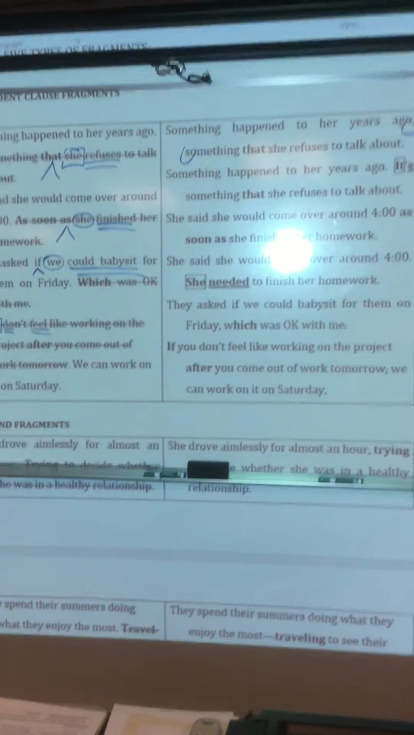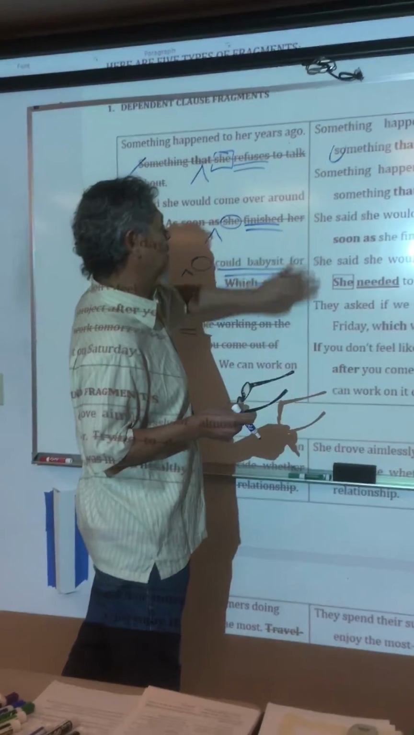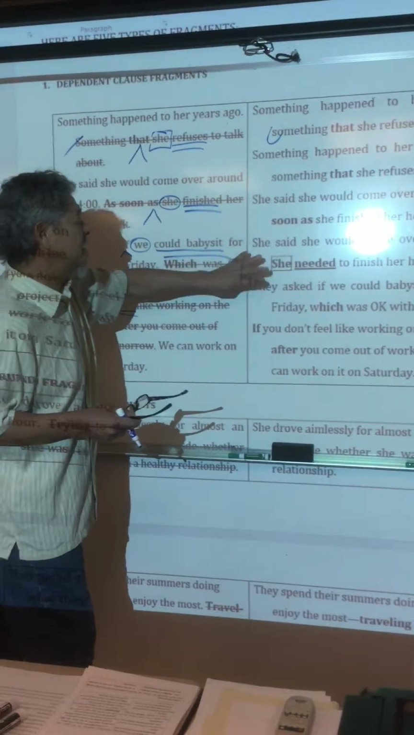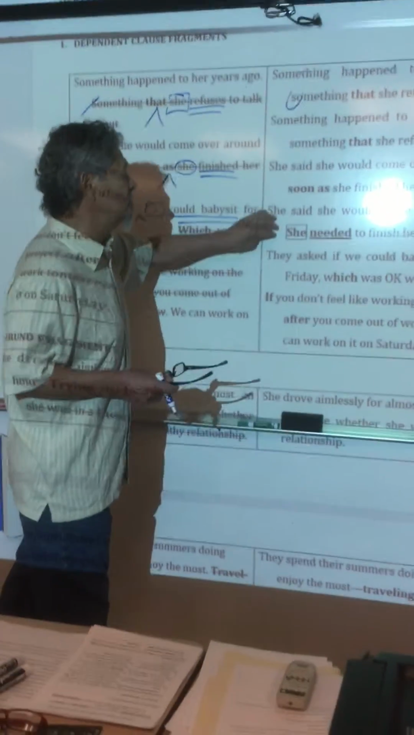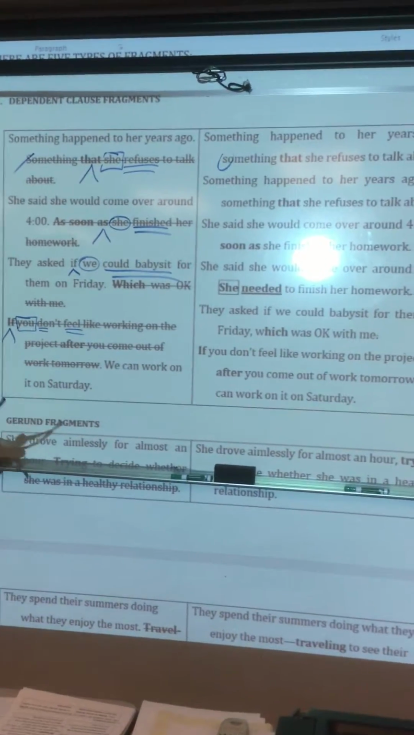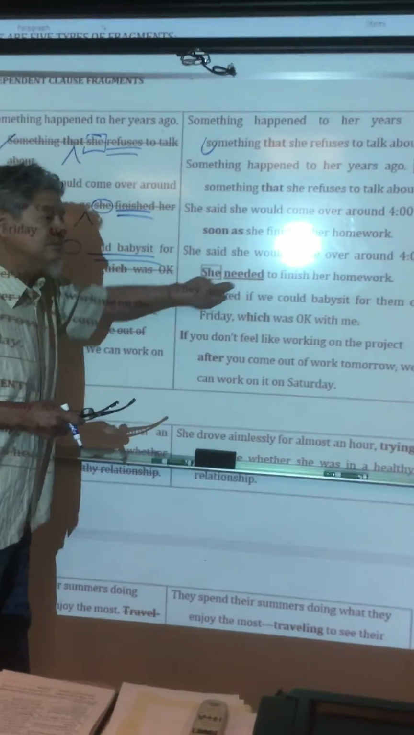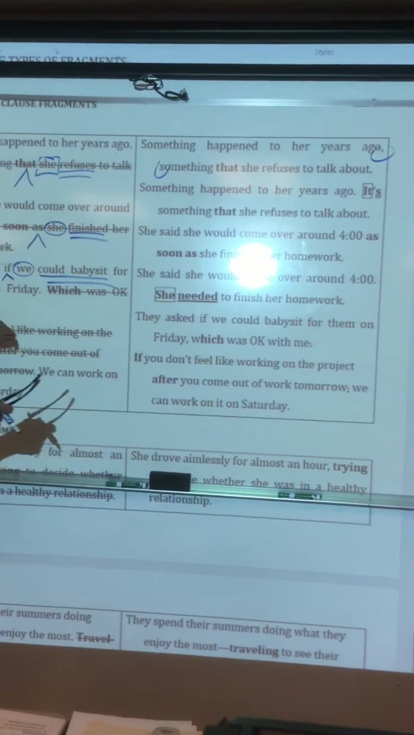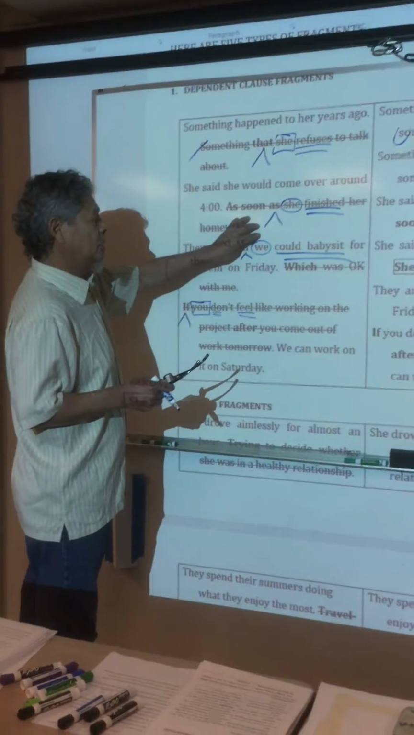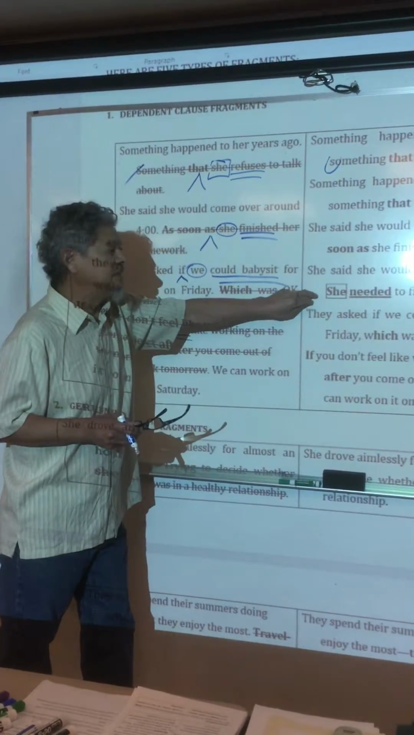Okay, but now in this example, Daniela, it's the same sentence, right? But this is a different solution. So how is that different? They put the word she, a subject and a verb. It turned the fragment into a separate sentence.